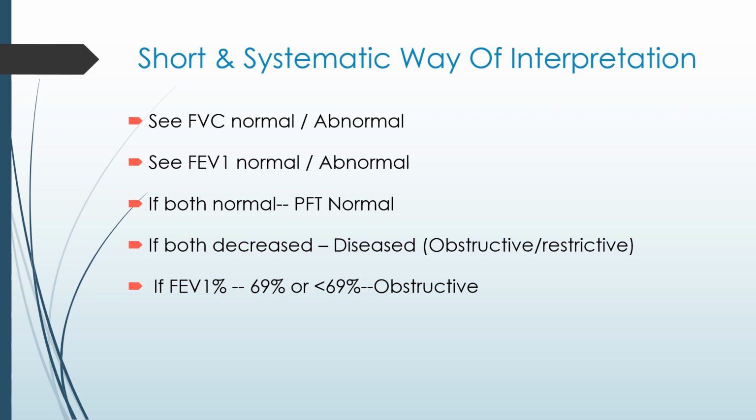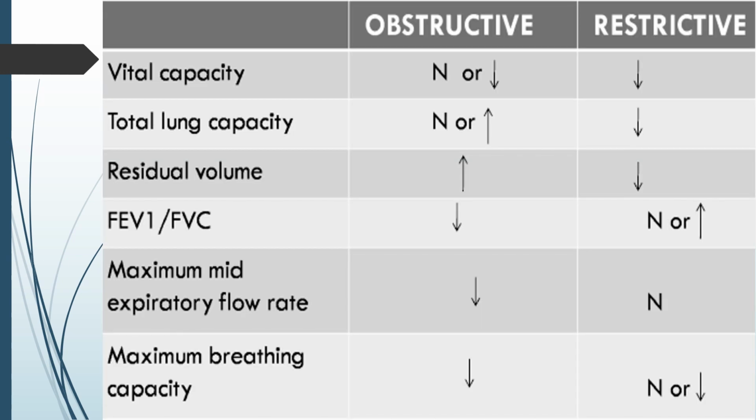So if the forced expiratory volume in 1 second is around 69% or lesser than that, then they are having the obstructive disease. If the forced expiratory volume in 1 second is more than 80%, or 80 to 90%, then that is the restrictive type of lung disease. So just have this pasted in your clinic, which is very important and not that difficult to understand.